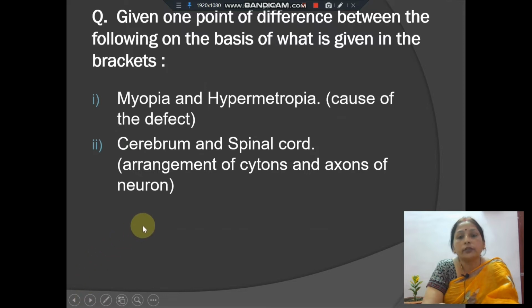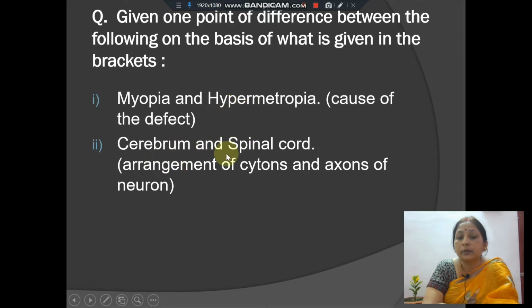Now give one point of difference between the following on the basis of what is given in the brackets: myopia and hypermetropia. Here you have to make sure that you are mentioning the differences based on the reason given in the brackets. So here you have to give the difference based on the cause of the defect. In myopia, the cause of the defect is the lens is too curved and lengthening of the eyeball, while in case of hypermetropia, the opposite of this, the lens is too flat and shortening of the eyeball.